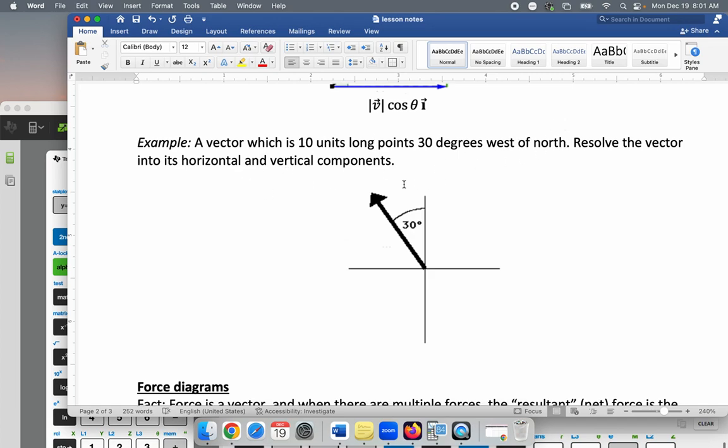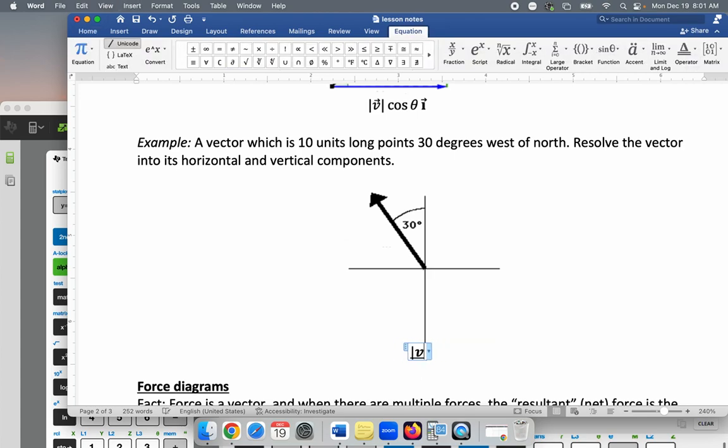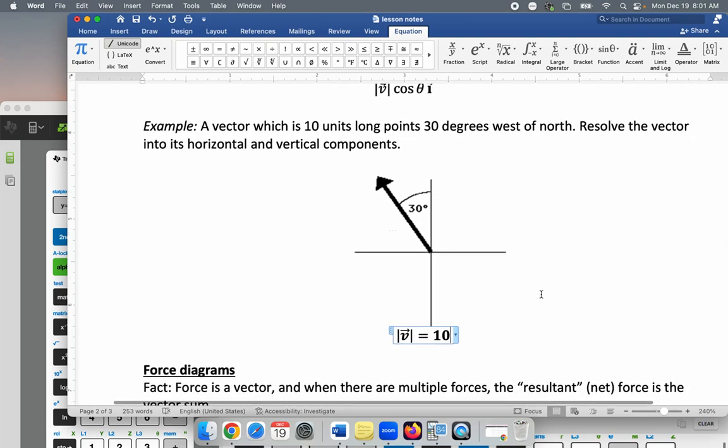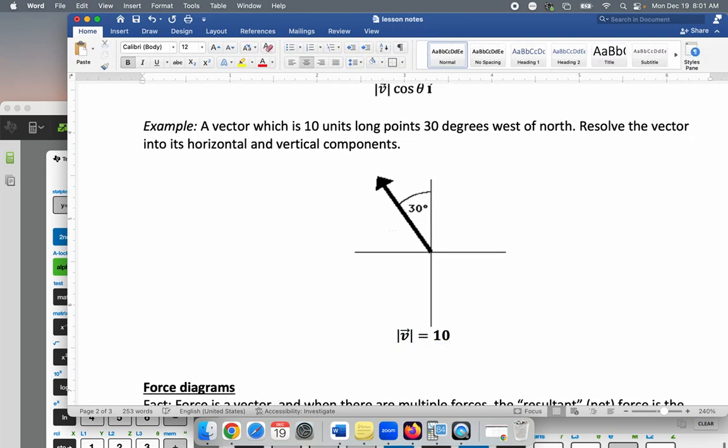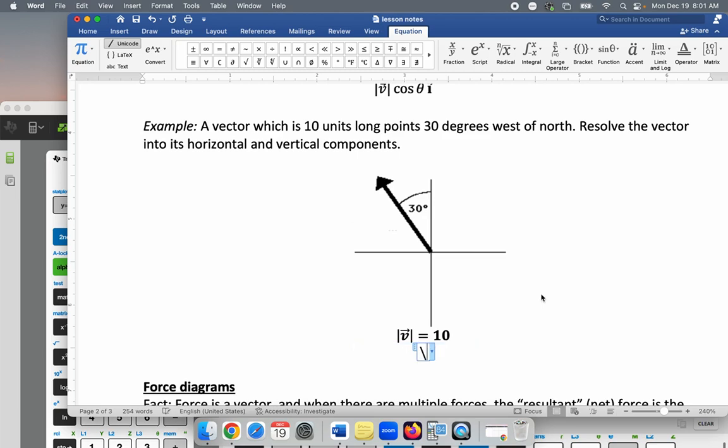Resolve the vector into its horizontal and vertical components. So how do we do it? Well, obviously, the magnitude of this vector is 10, right? We've been told that the length of this vector is 10 units long, so that's all squared away. And the angle, as I mentioned before, is not 30 degrees. Theta is measured from the positive x-axis. That's going to be 90 plus 30, which is 120 degrees.